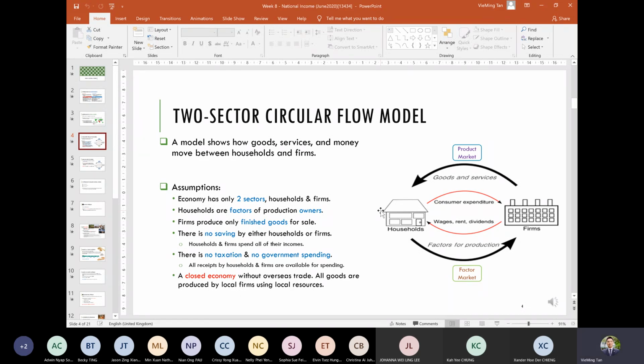Entrepreneurship, plus another one. Land. Okay. Land, labor, capital, and entrepreneurship. These four factors of production all are owned by the household, for this model only. All these four factors of production are owned by the household.